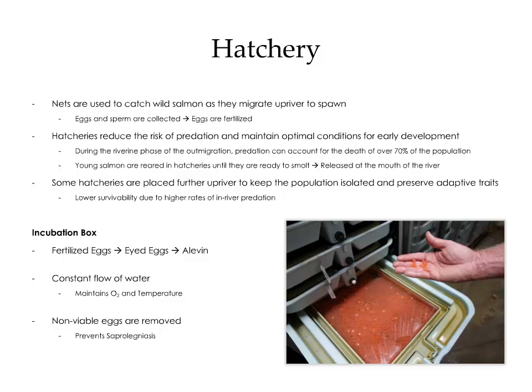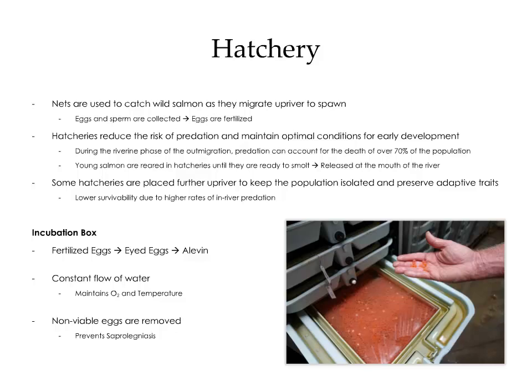Young salmon are reared in hatcheries until they are ready to smolt, at which point they're released at the mouth of the river. In so doing, you can skip the riverine phase and reduce the risk of predation. Some of the hatcheries are placed further upriver to keep the population isolated in order to preserve adaptive traits. These populations experience lower rates of survivability due to higher rates of in-river predation.